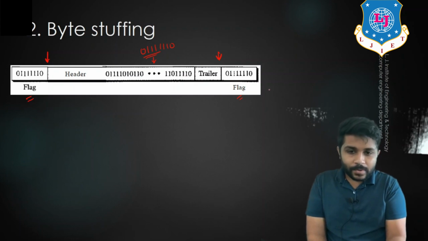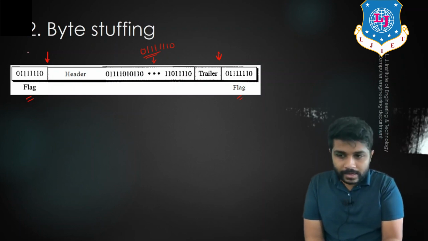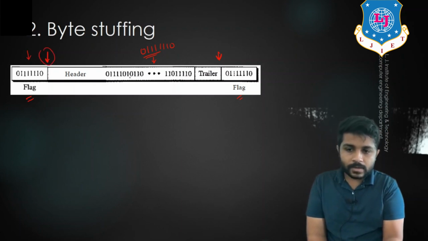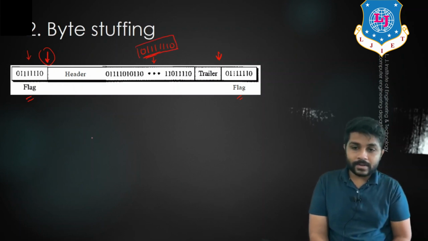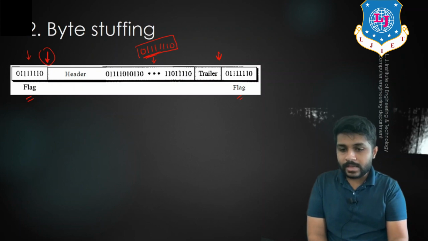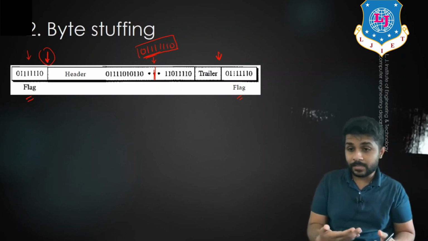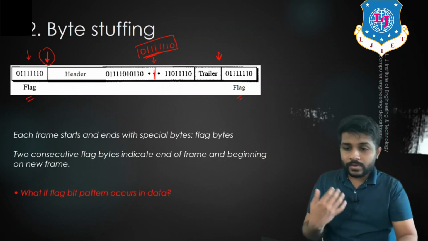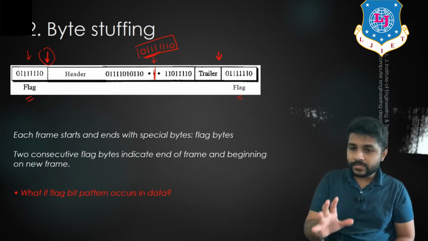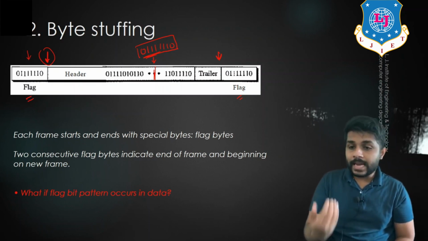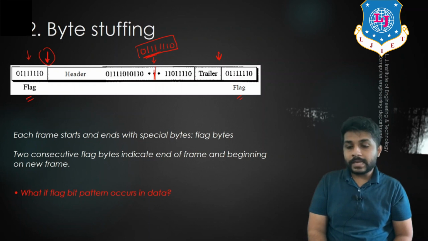So when this type of frame is received by the receiver, when the receiver receives the flag, it knows that this is the starting of the frame and it will start receiving the frame. But when the receiver encounters this flag-like pattern in the frame, the receiver is going to think that the frame is over till here. So the frame will be broken and it will get corrupted. So you know that byte stuffing has some disadvantages, but there are some methods using which we can eliminate this problem in byte stuffing.